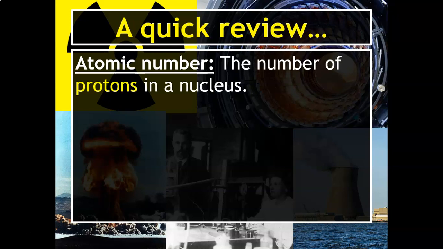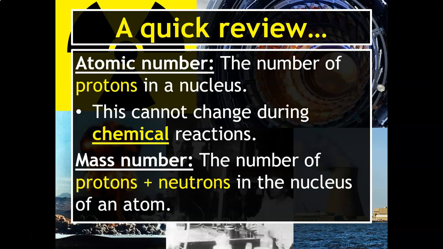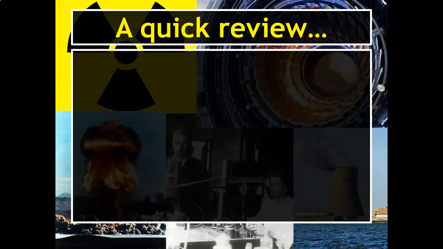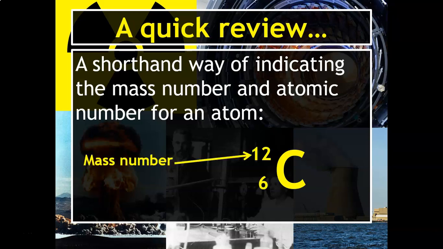Atomic number is the number of protons in an atom's nucleus. This cannot change during a chemical reaction. The mass number is the number of protons plus the neutrons in the nucleus of an atom. A shorthand way of indicating mass number and atomic number for an atom looks something like this, where the 12 represents the mass number and the 6 represents the atomic number.